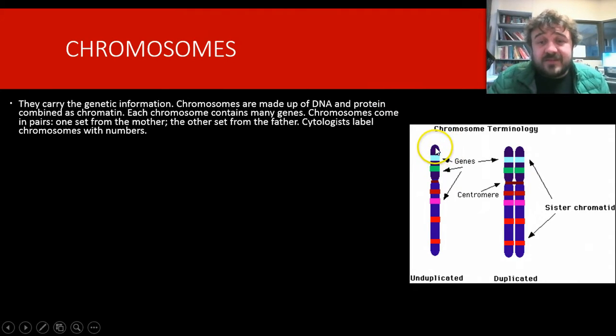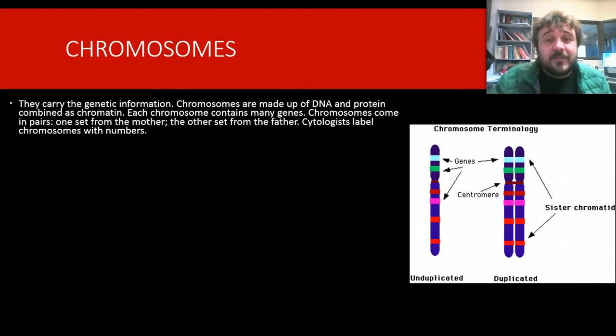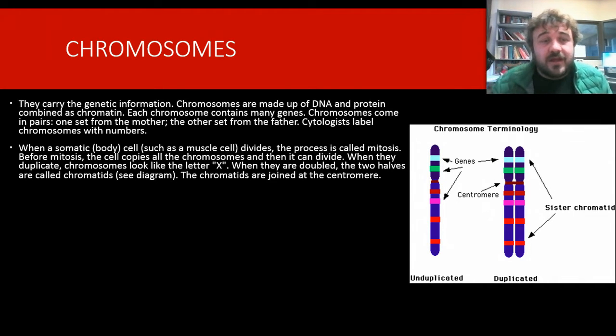Now remember, this is one chromosome and this is one chromosome. Again, this is a chromatid on its own, so these parts together make a chromatid. This is two chromatids. So this is after duplication before it gets separated out again. Oh, and cytologists, who are cell scientists or cell biologists, label them with numbers. So instead of like Harry.